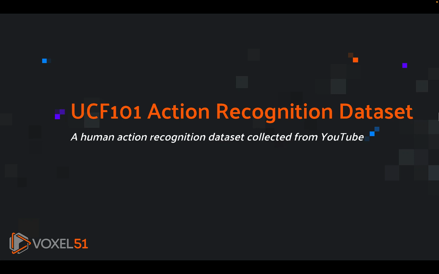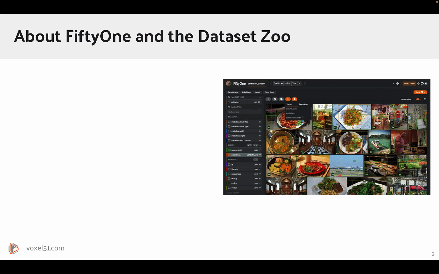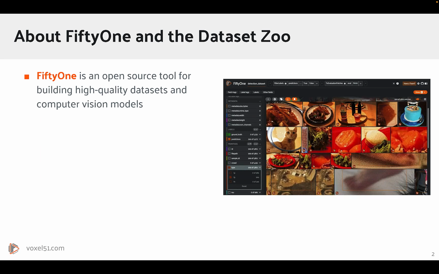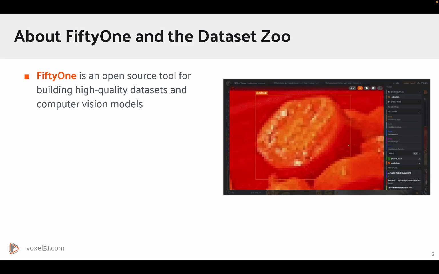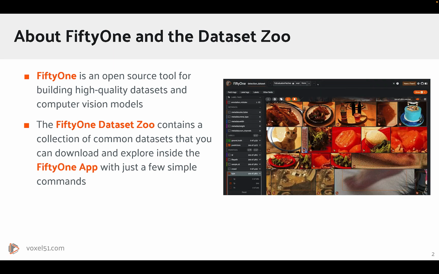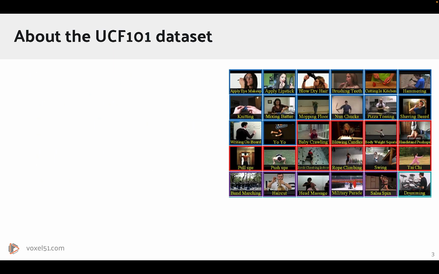All right, in this short video, we're going to show you how to acquire and explore the UCF101 action recognition dataset. Now, if you're new to FiftyOne and the Dataset Zoo, FiftyOne is an open source tool for building high quality datasets and computer vision models. The FiftyOne Dataset Zoo contains a collection of common datasets that you can download and explore inside the FiftyOne app with just a few simple commands.